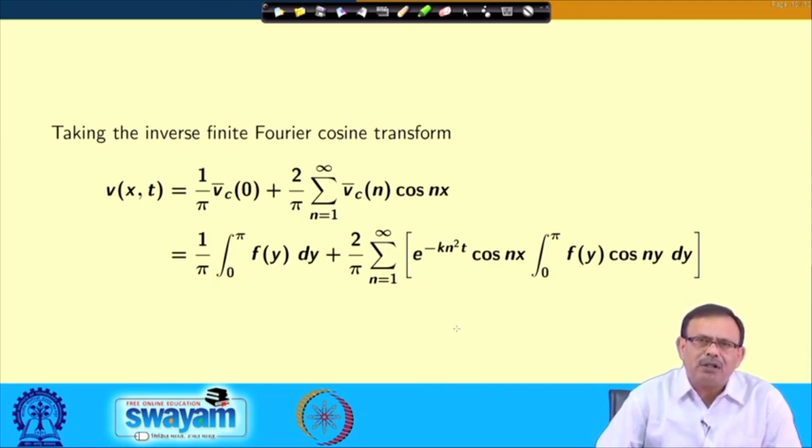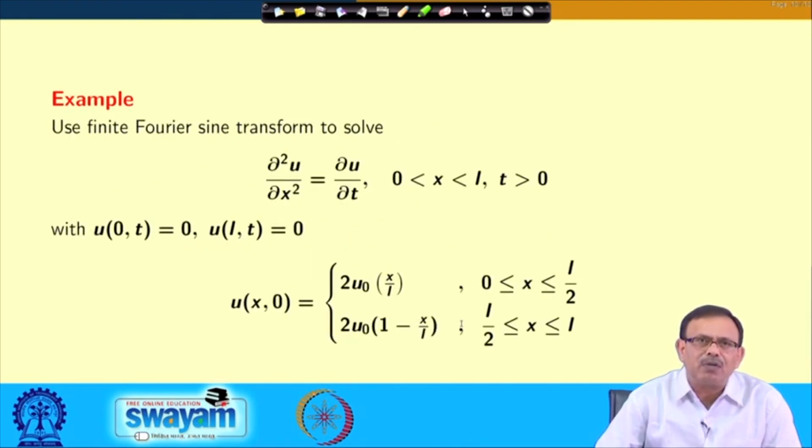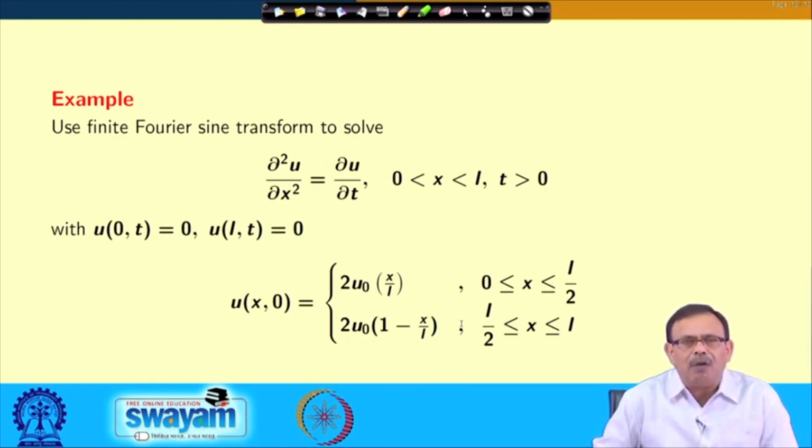Please note that the condition was given that v equals f(x) at t equals 0. Since f(x) is not available to us, we cannot evaluate the integral, and we have to leave it in this particular form only. Let us take one more example, so that it becomes very clear how to solve boundary value problems using the finite Fourier sine or cosine transform.